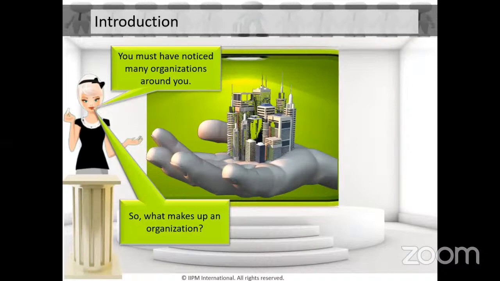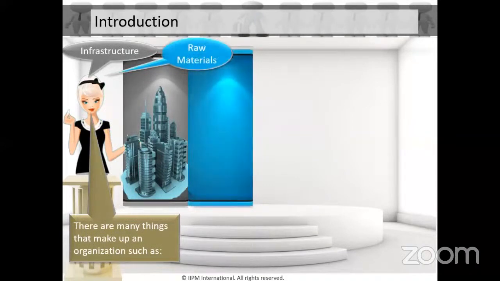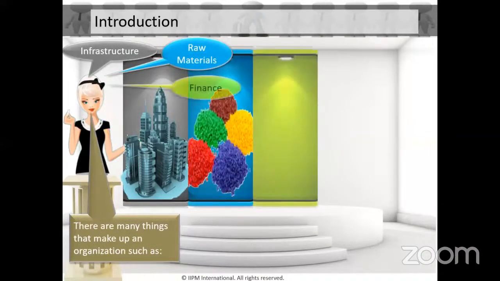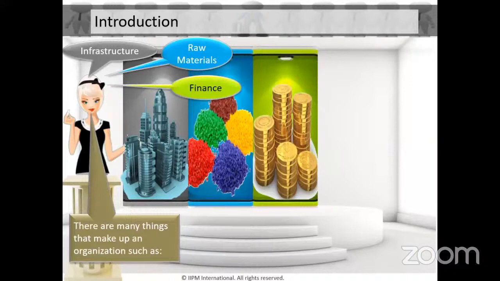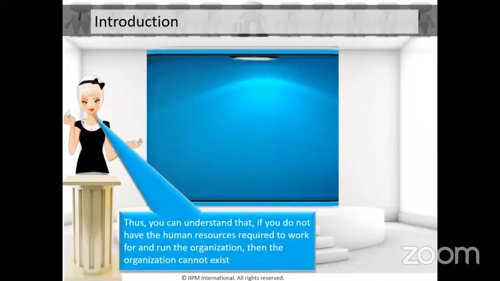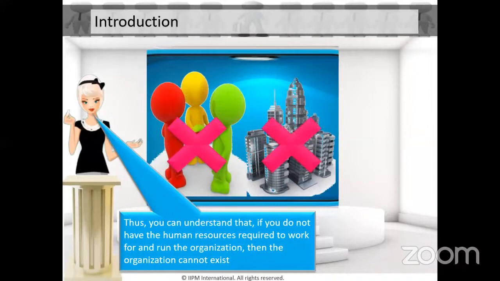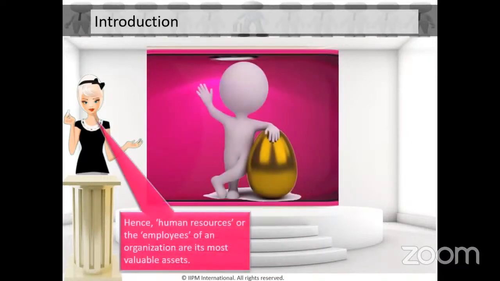So when we talk about an organization, these are the common things we see. It includes the infrastructure, the raw materials, the finance, the human resource, which includes all the employees. So those are a number of things that we get to see. Now, it will help you to understand that if you do not have the human resources required to work and run the organization, then the organization cannot exist. As a matter of fact, there is no organization without human beings, without the personnel who work in that organization.